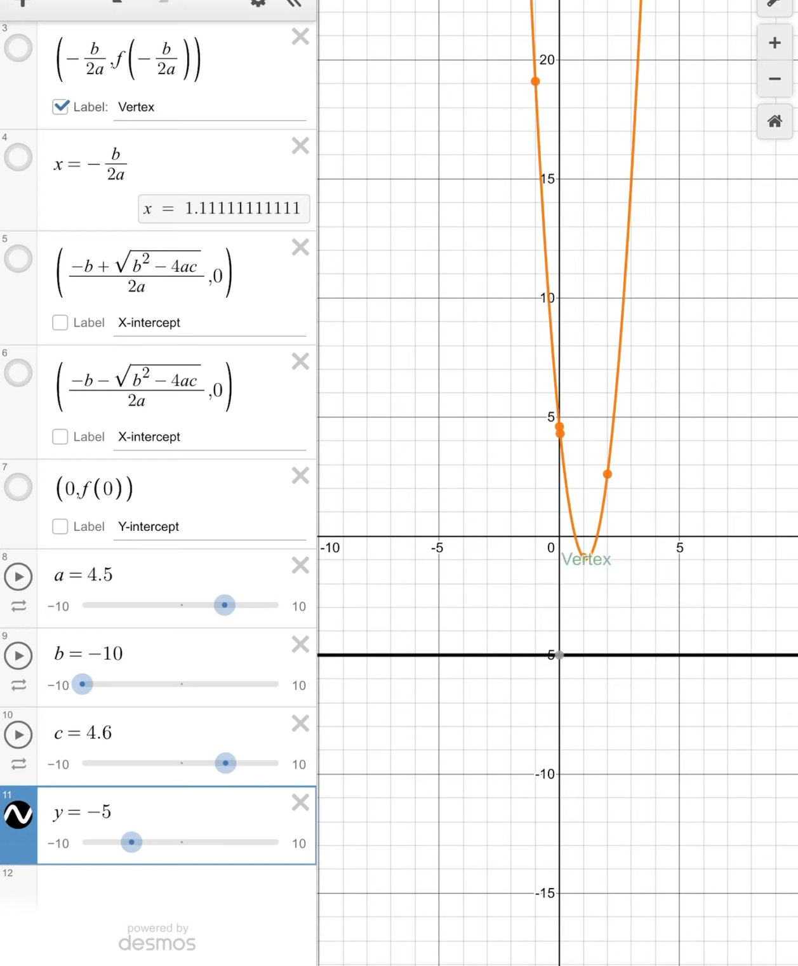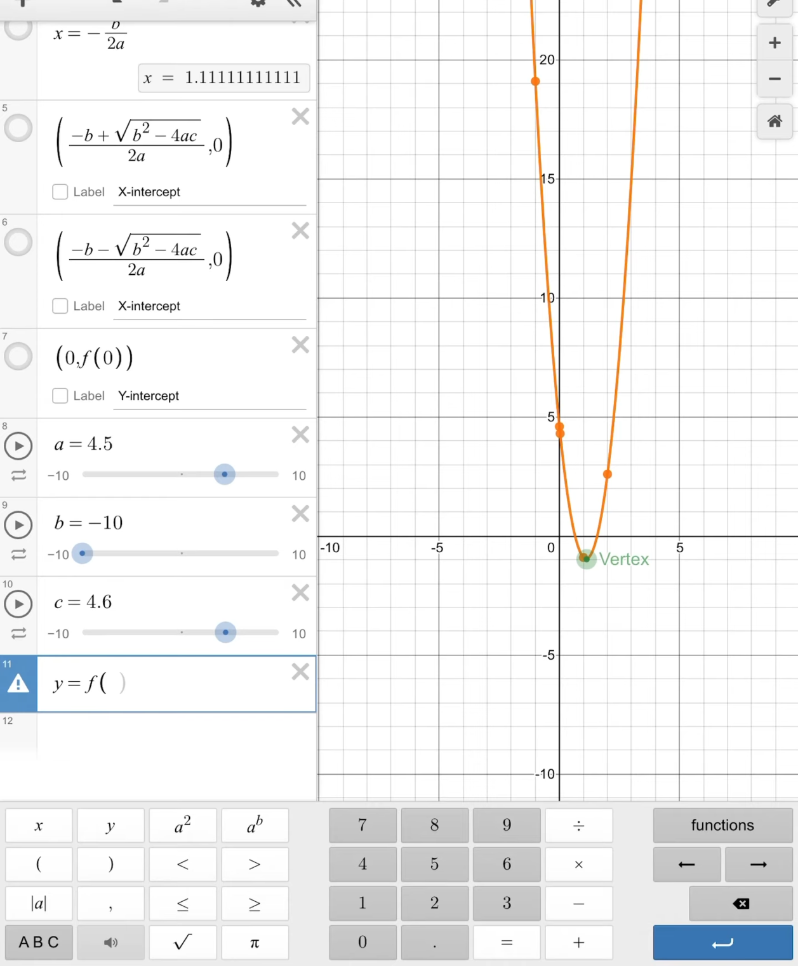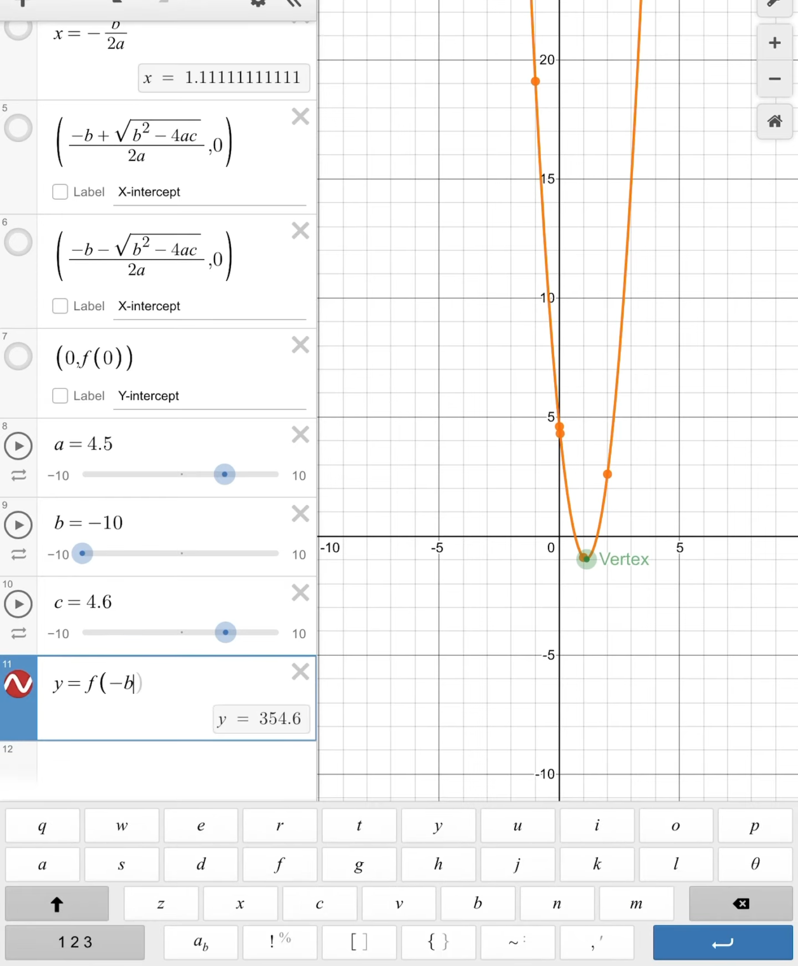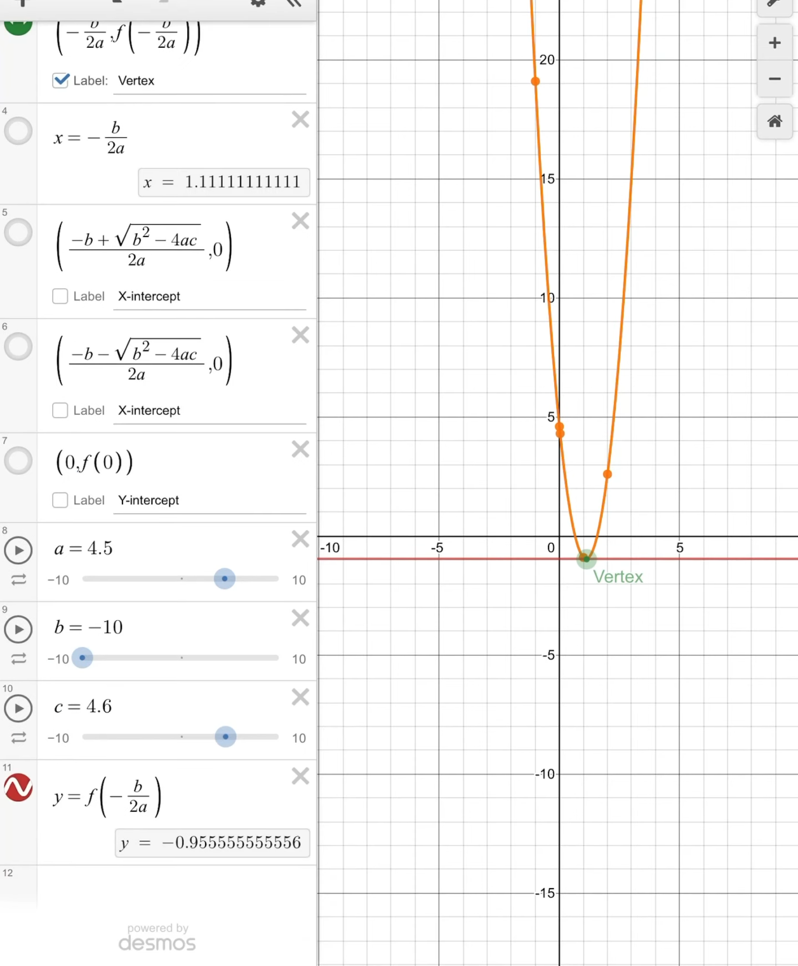So take a look at our vertex here for this parabola. This is the lowest point on the parabola. Remember, our y values are talking about vertical, up and down. There are no y values below this vertex. So let's say y is equal to f of -b divided by 2 times a. This is the lowest point on the parabola, the lowest point of our y values.